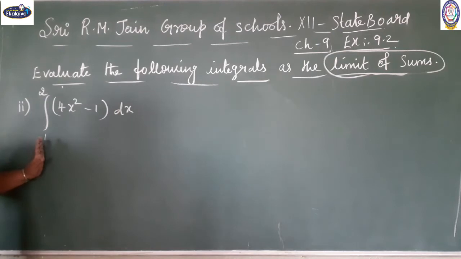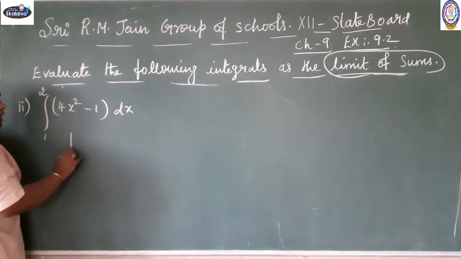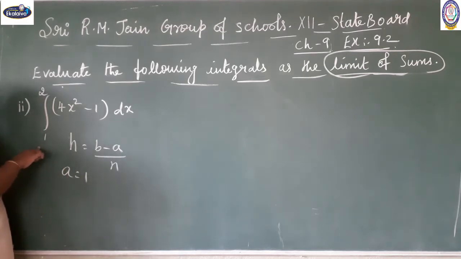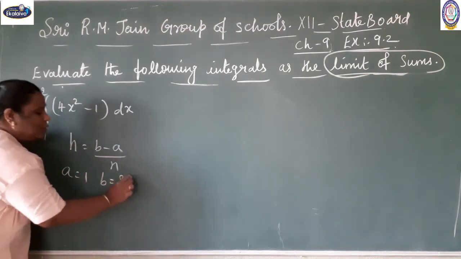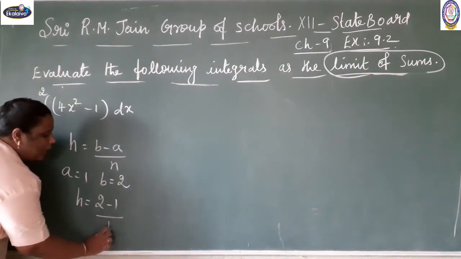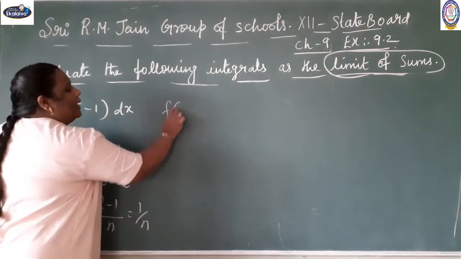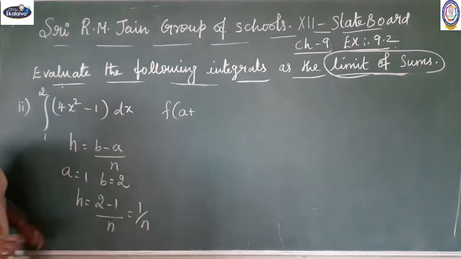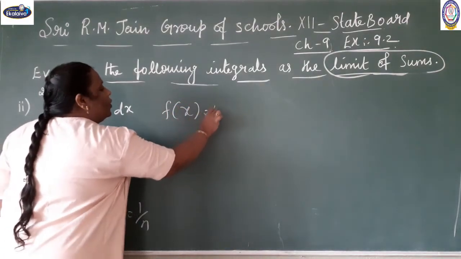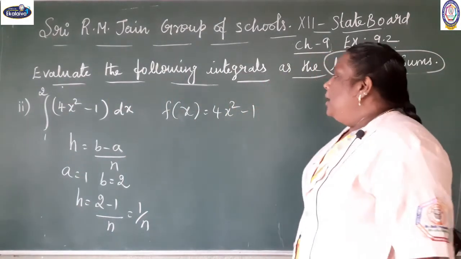See the second subdivision: integral 1 to 2, 4x square minus 1 dx. What is the value of h? h equal to b minus a by n. a value equal to 1 and b value equal to 2. h equal to 2 minus 1 by n, it gives 1 by n. So what is the formula? f of x equal to 4x square minus 1.